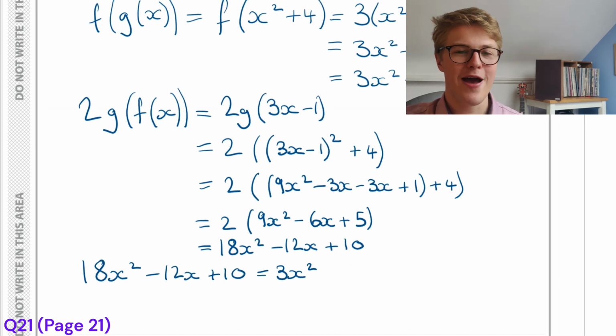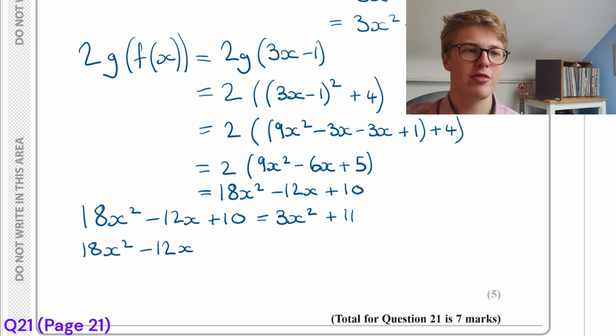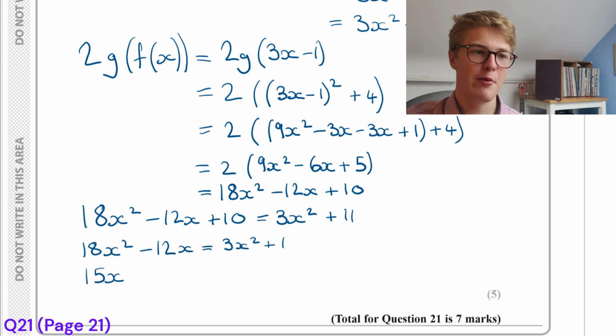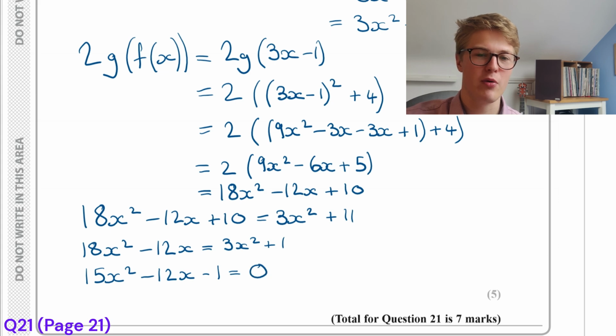In the question, we're told that fg(x) is equal to 2gf(x), so we make them equal to each other, and then we simplify, and we end up with 15x squared minus 12x minus 1 is equal to 0, which is our final answer.